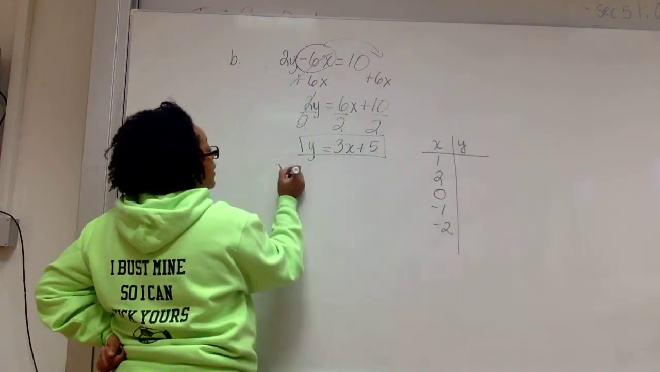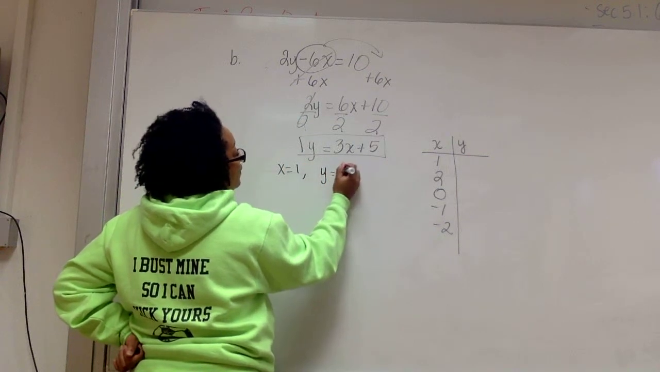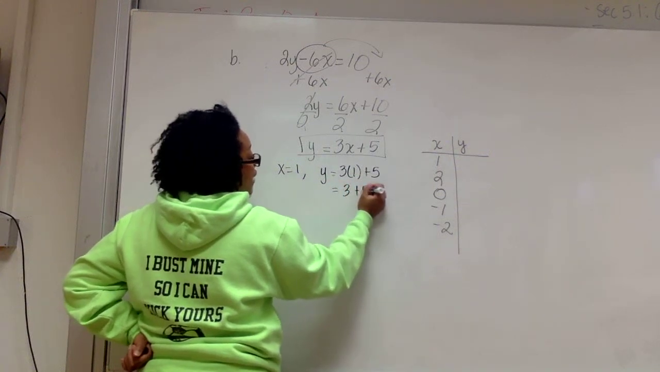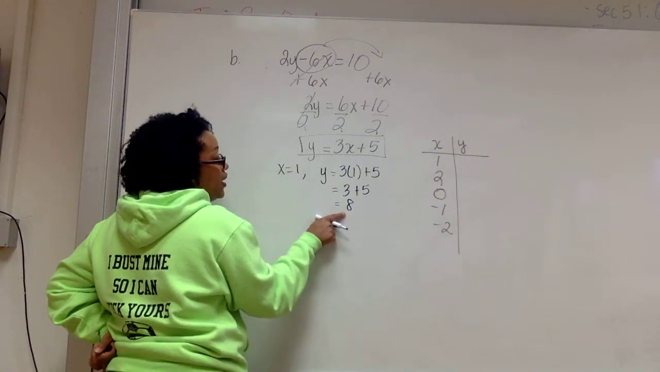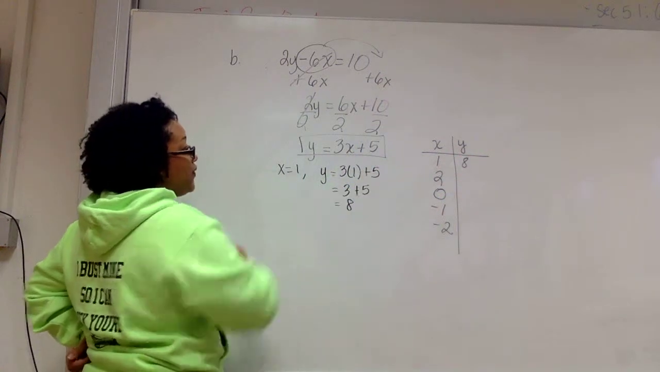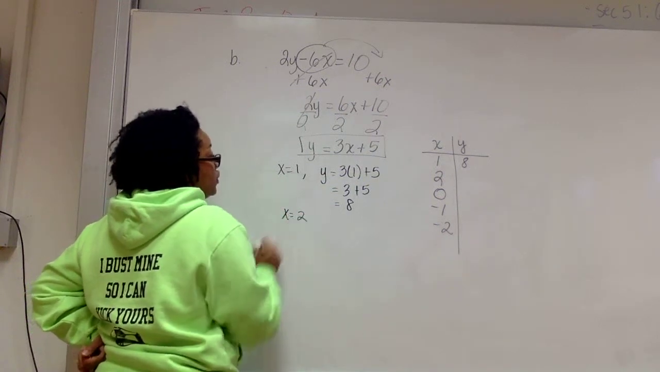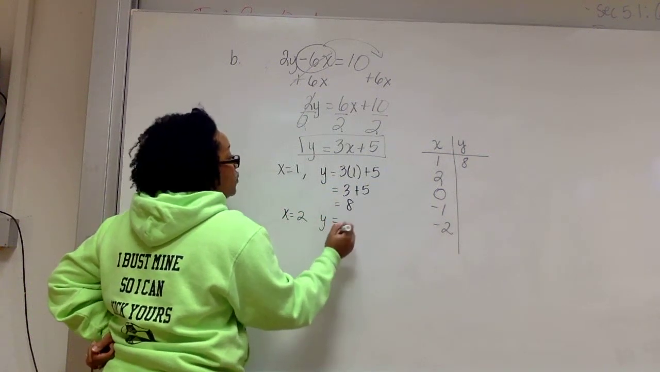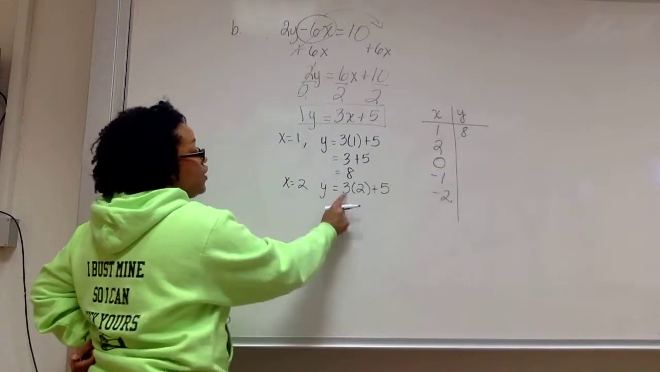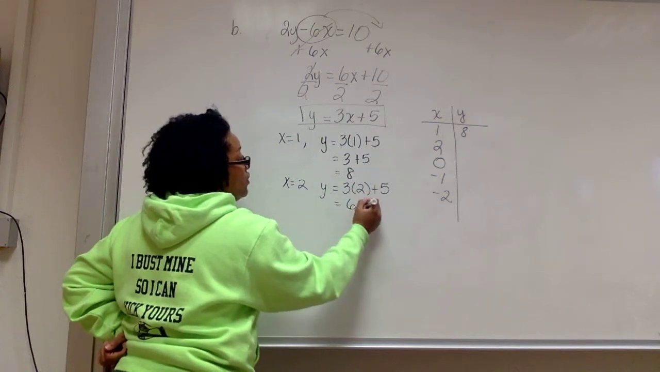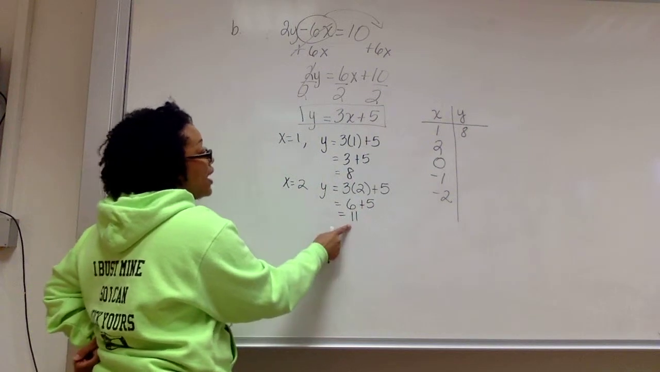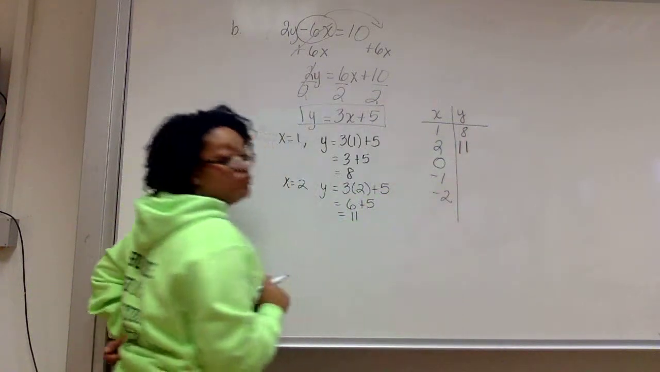So let's go ahead and get started. First value of x, when x is equal to 1, I have y is equal to 3 times 1 plus 5. 3 times 1 is 3. Add your 5. When x is equal to 1, y is equal to 8. Got my first row. Next value, x equals 2. Y is equal to 3 times 2 plus 5. Right? 3 times 2 we know is 6. You add your 5, we know is 11. When x is 2, y is 11. Put it in your table.